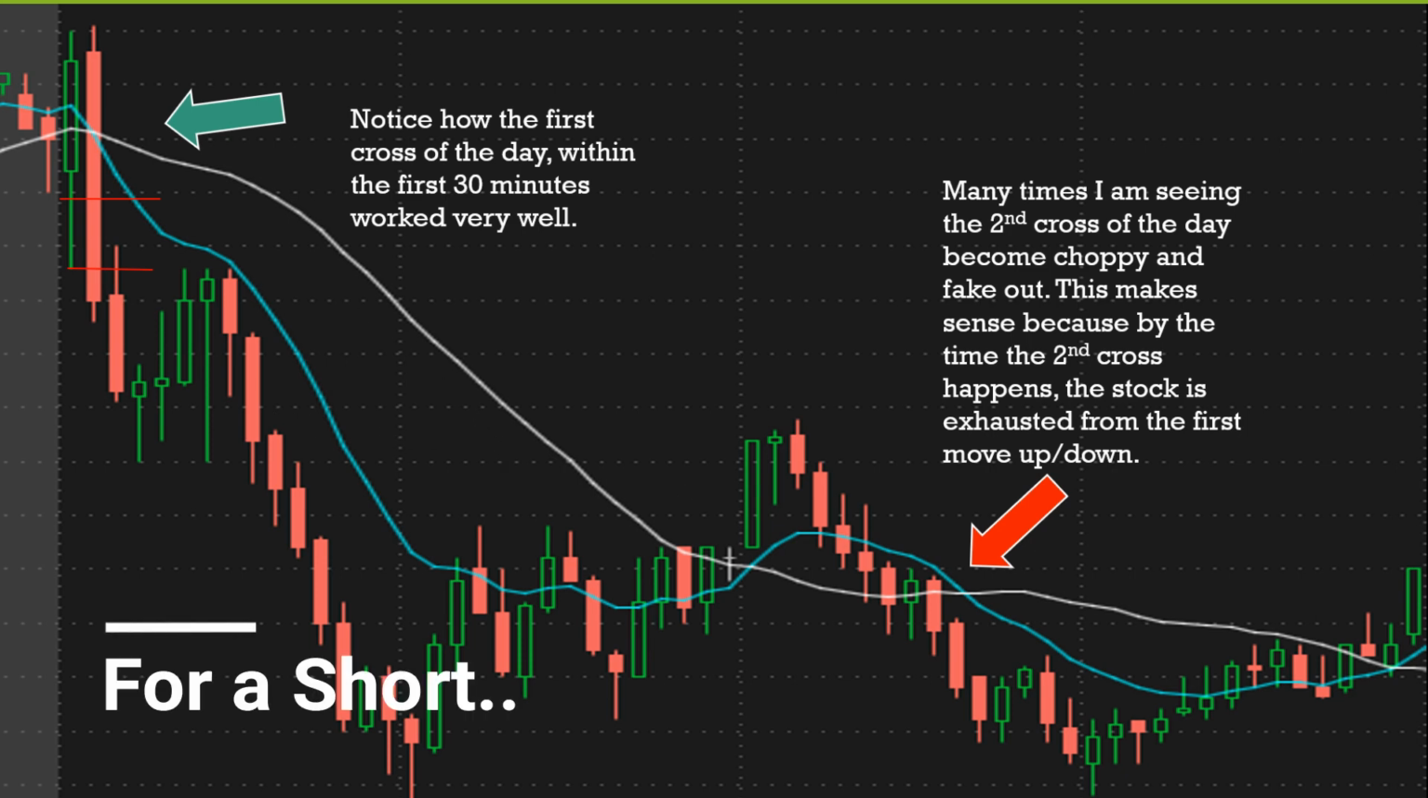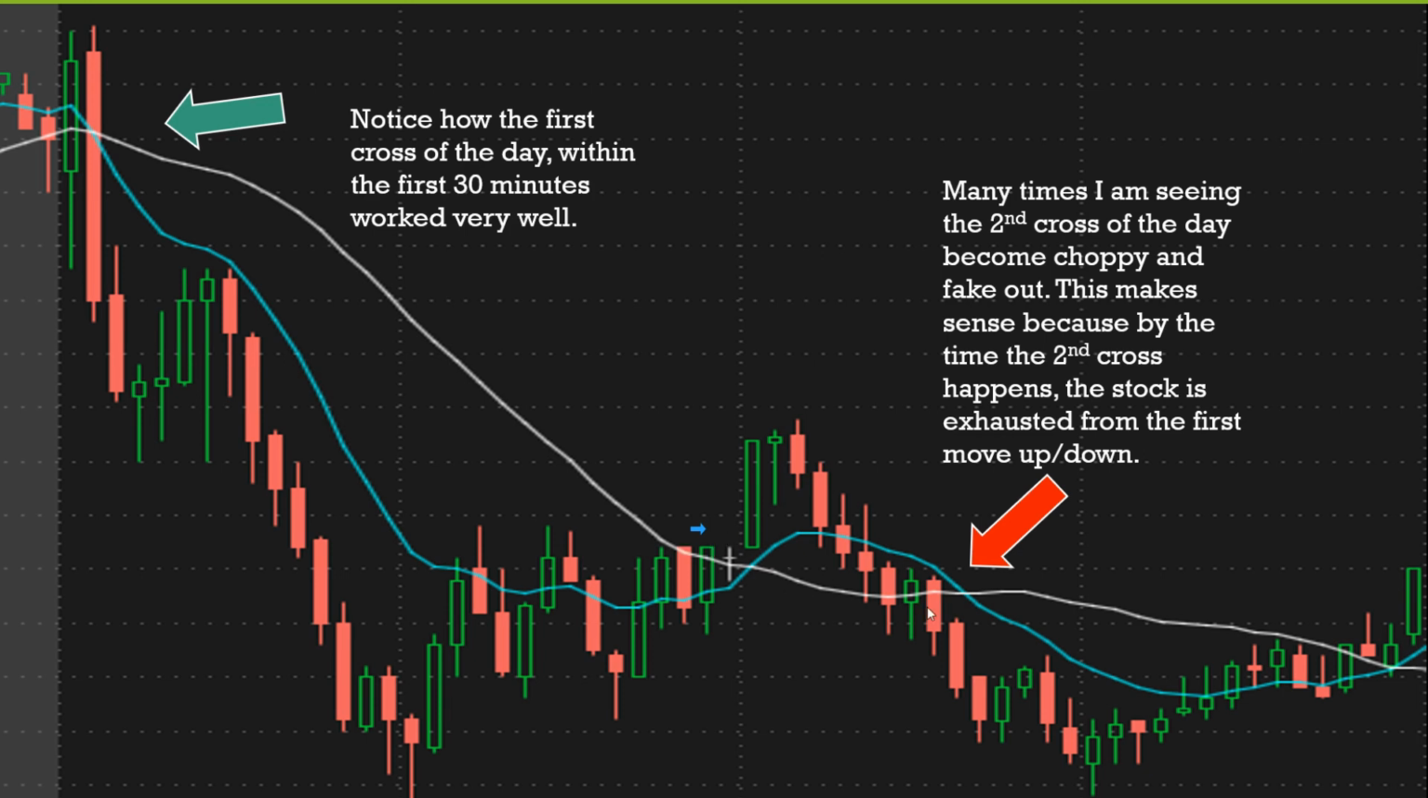But again, what we also see a lot of the time with this strategy is that these second crossover plays don't really work that well. Like you can see here, it crossed up, looked like it was going to shoot up long, and then crossed down. You might be able to still scalp these, take 10 cents, and then be done with it, depending on when the crossover happens.